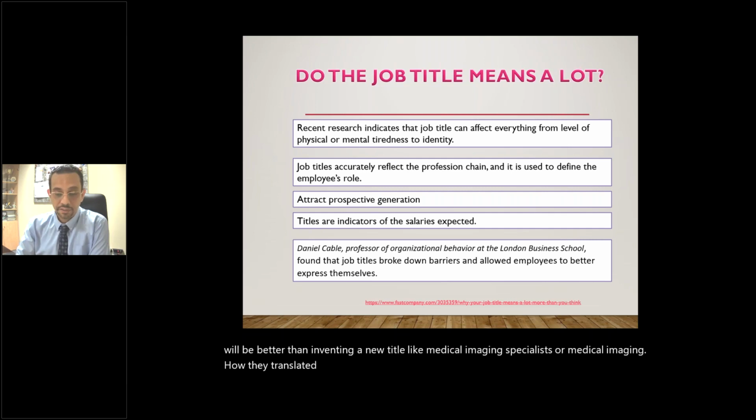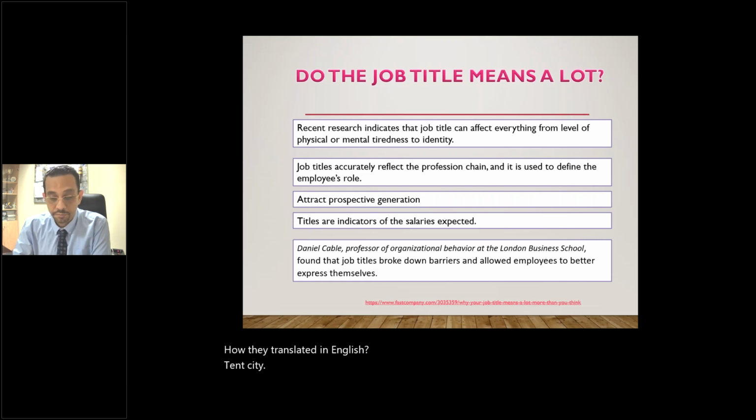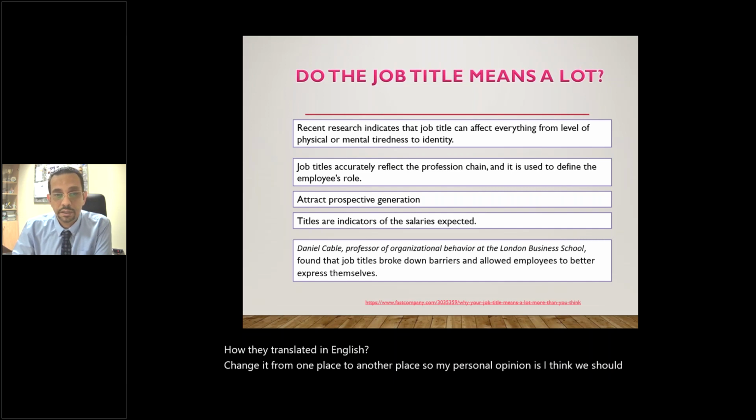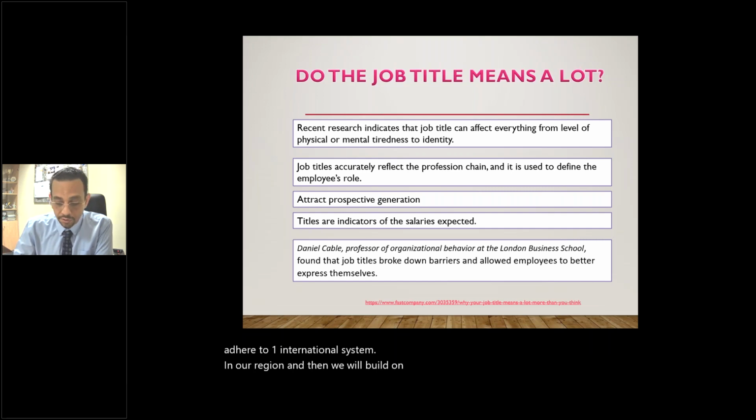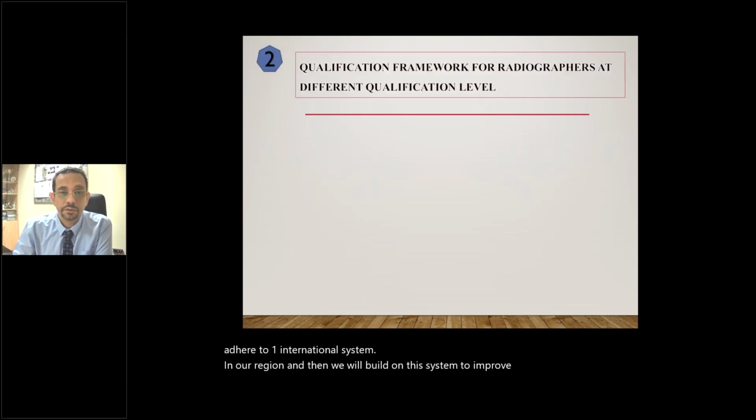It's very different, and it's changing from one place to another place. So my personal opinion is I think we should adhere to one international system in our region, and then we will build on this system to improve the profession of the radiographer.